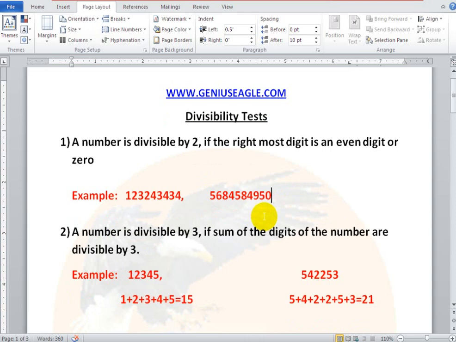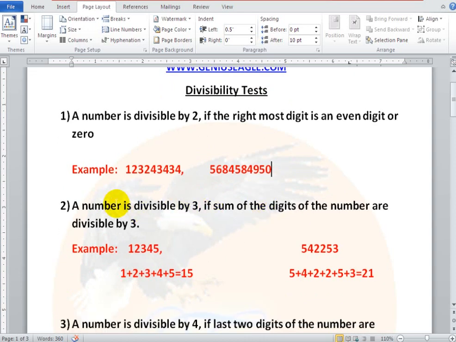Second is the case of number 3. A number is divisible by 3 if the sum of the digits of the number is divisible by 3. For example, you can consider this number 12345. If you get the sum of all the digits of this number, you will notice that the sum is equal to 15. Because 15 is divisible by 3, this complete number is also divisible by 3.